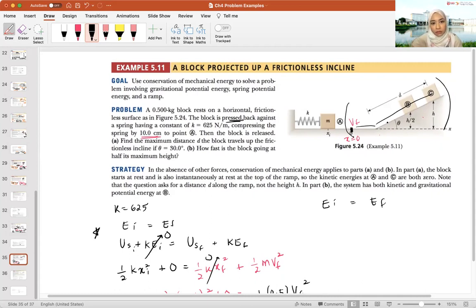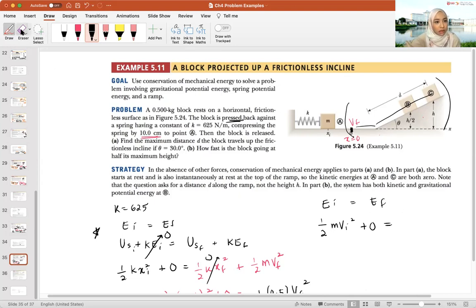I have kinetic energy, right? VI squared. This is my initial starting point. Do I have MGH here? Not yet. So it's a 0, right? And for my EF, which is this point, they said that my KE should be a 0 because it comes to a rest. So my KE is 0 over here.